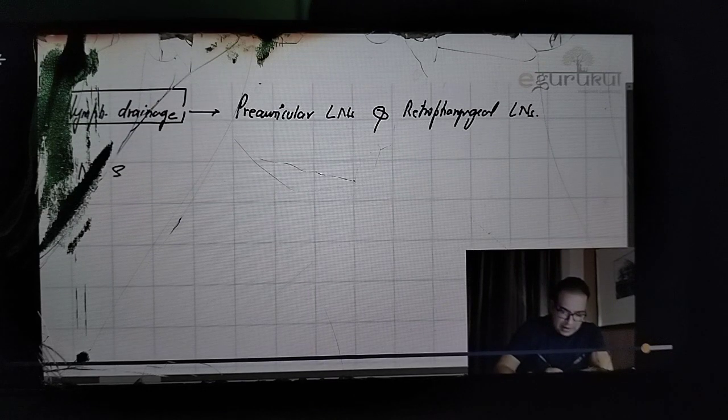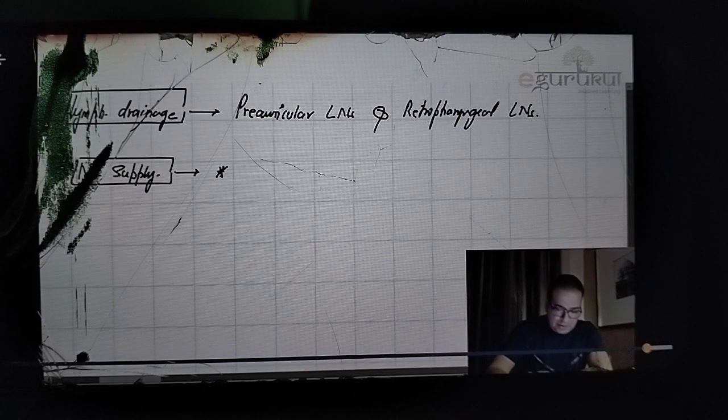And finally, the nerve supply of the middle ear. First, obviously, we saw the tympanic branch of glossopharyngeal nerve. That was a tympanic branch of glossopharyngeal nerve, which is nothing but the Jacobson's nerve.